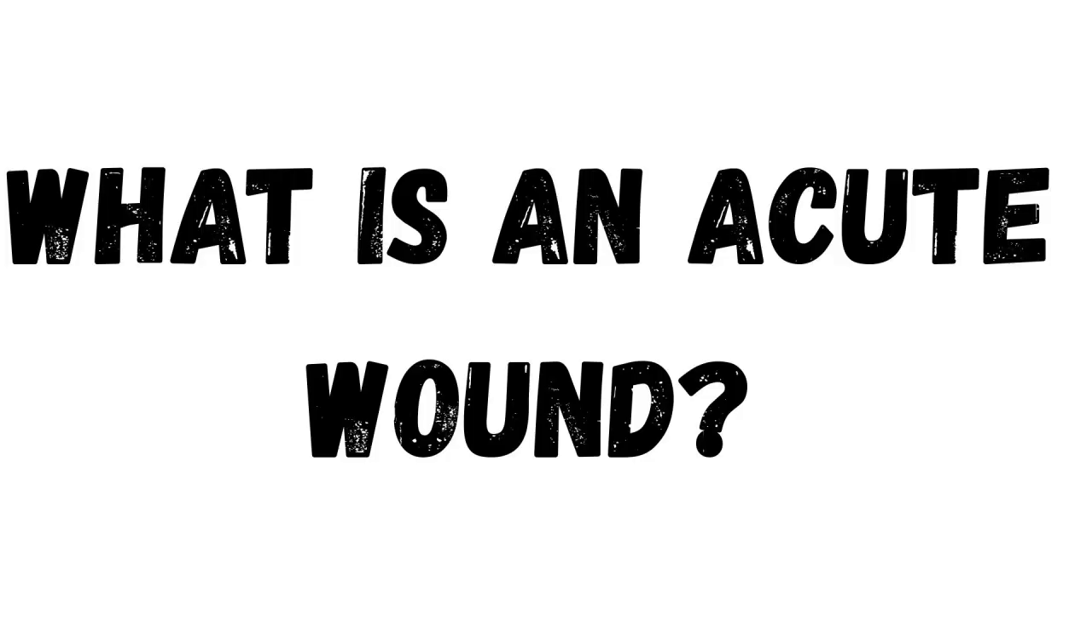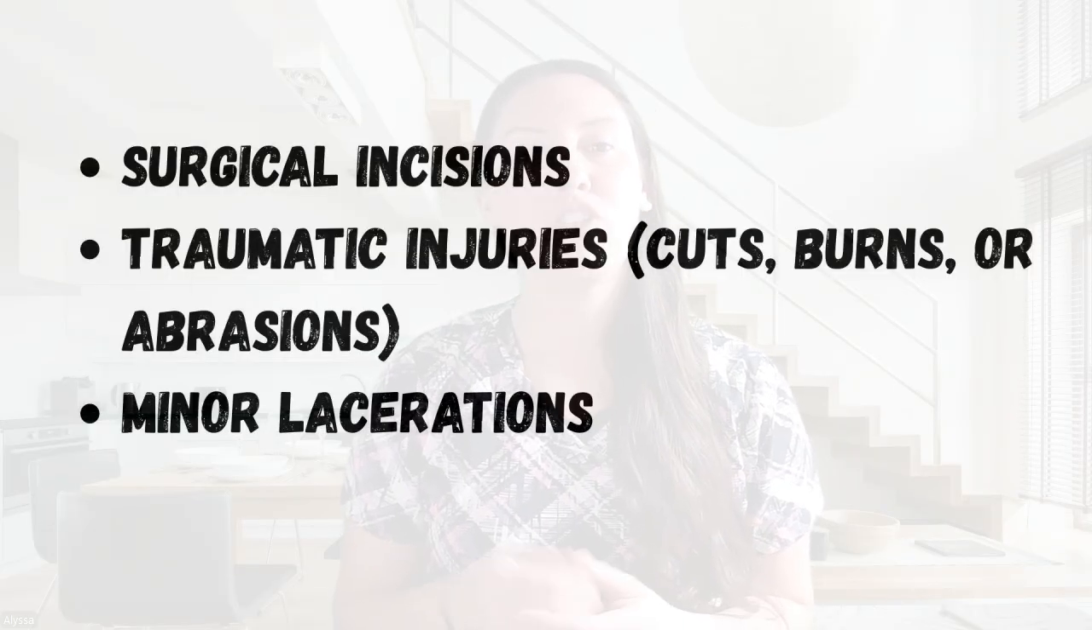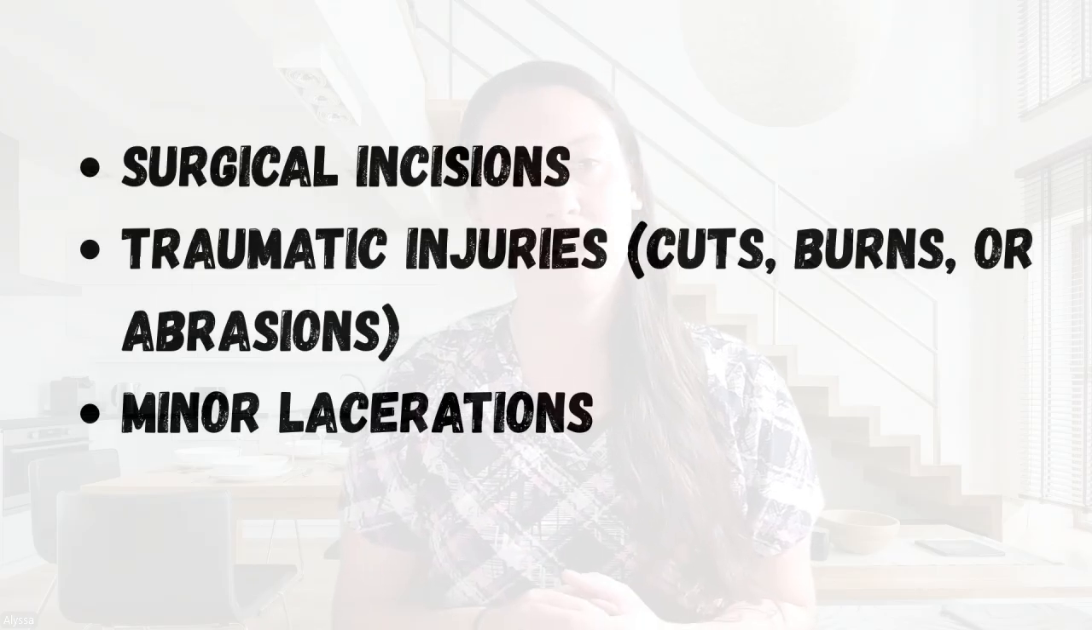What is an acute wound? An acute wound is a new injury that heals in a predictable and timely manner, usually within 2 to 4 weeks. These include surgical incisions, traumatic injuries like cuts, burns, or abrasions, and minor lacerations.